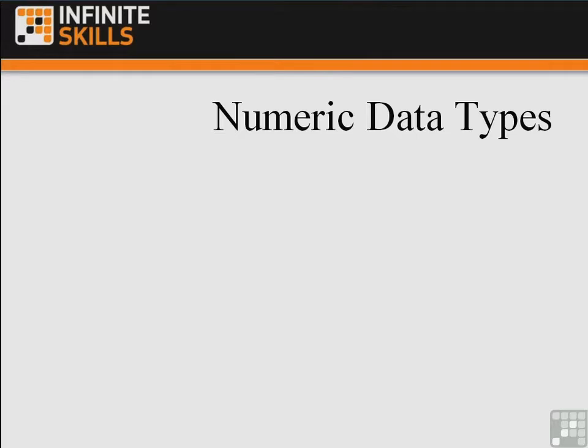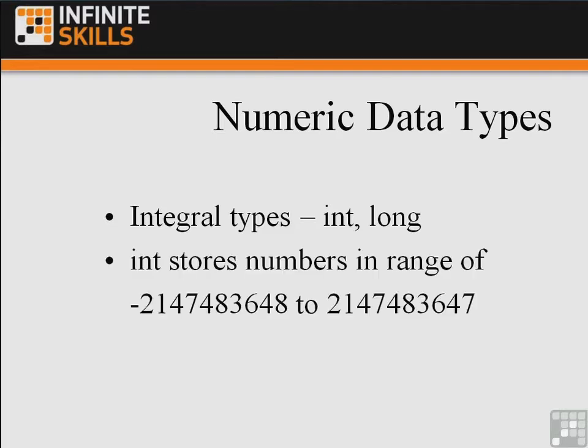There are two main categories of numeric data types in Java: the integral data types and the floating point data types. We're going to begin by discussing the integral data types. The two main integral data types are int for integer and long for long integer. The int data type stores numbers in the range of negative 2,147,483,648 to positive 2,147,483,647. In general, that is enough storage for any integer value that you're going to work with, and certainly in this course, that's plenty of room.